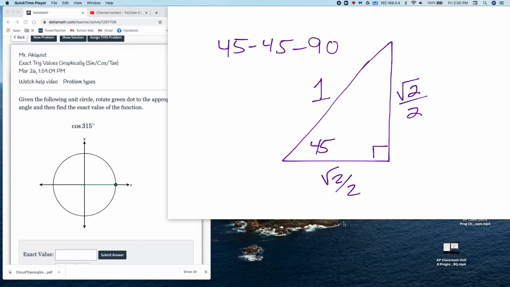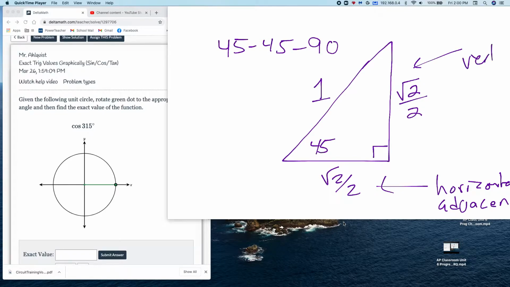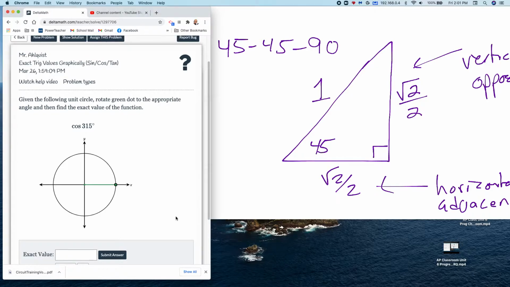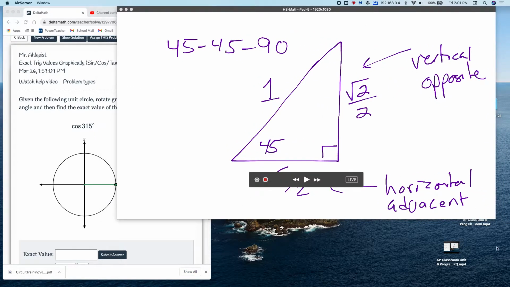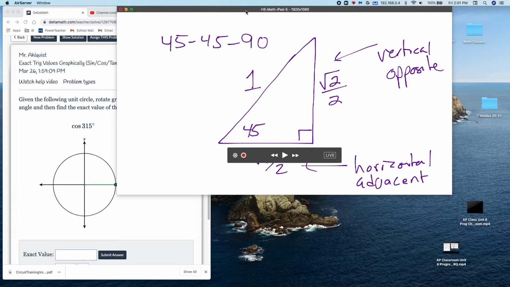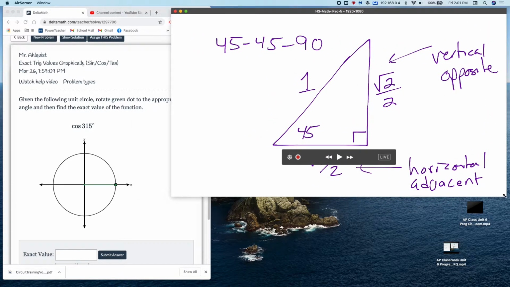And notice that wherever this triangle is drawn, the horizontal is the adjacent side. And the vertical is the opposite side. And that's really true all the time. So when you're thinking about how do I do some generalization on this, that's something you've got to keep in mind, because that will save you time if you understand how those two things are working out.